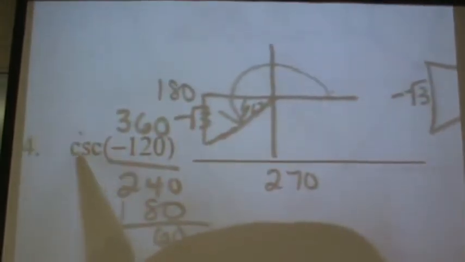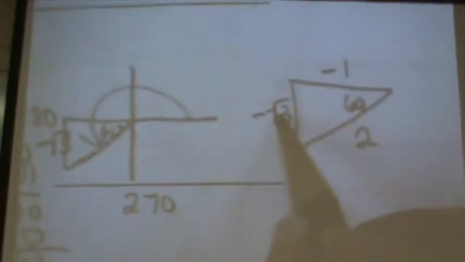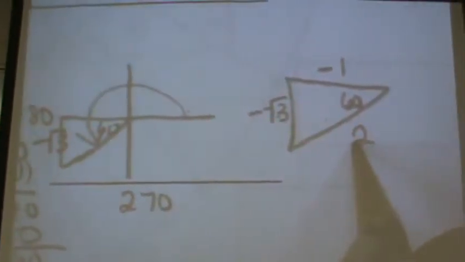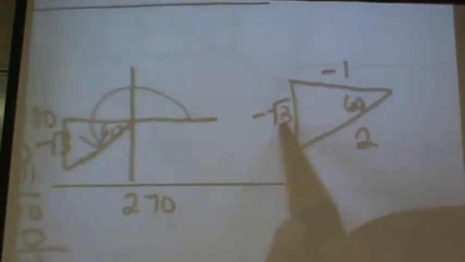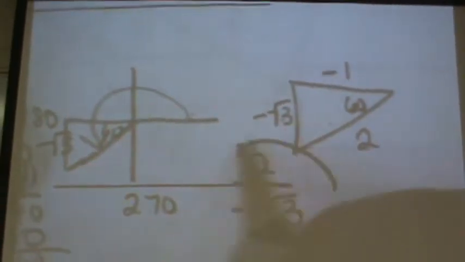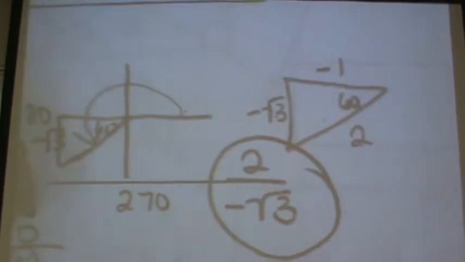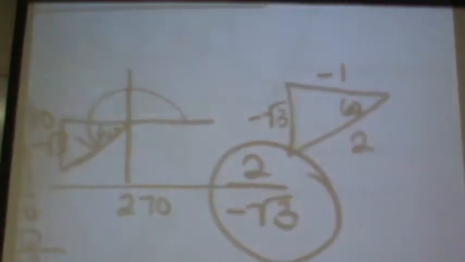Now, what's the definition of cosecant? Cosecant refers to the sine. So instead of saying opposite over hypotenuse, it's hypotenuse over opposite. So this answer is 2 over negative root 3. It'd be hypotenuse over side opposite.